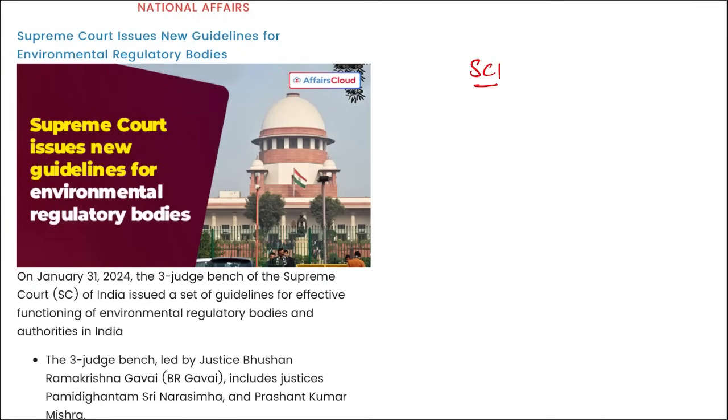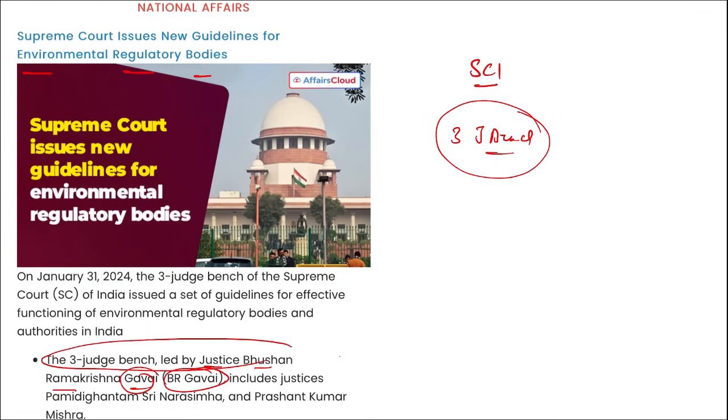Supreme Court of India has recently issued new guidelines for environmental regulatory bodies. Remember, a 3-judge bench of the Supreme Court issued a set of new guidelines about the environmental issues, about various environmental bodies and authorities in India. This 3-judge bench was led by Justice Bhushan Ramakrishna Gavai, that is BR Gavai. Remember this is important. Who led that 3-judge bench? It was led by Justice Bhushan Ramakrishna Gavai.